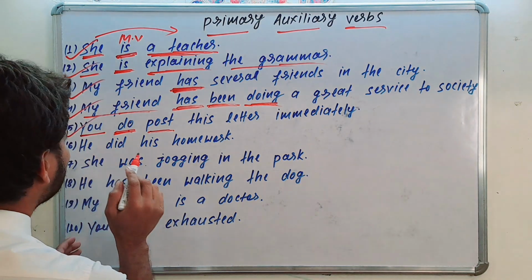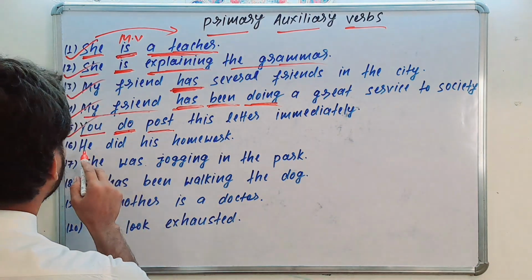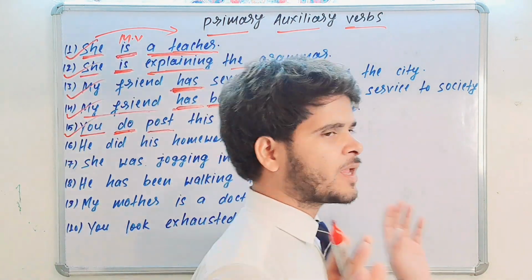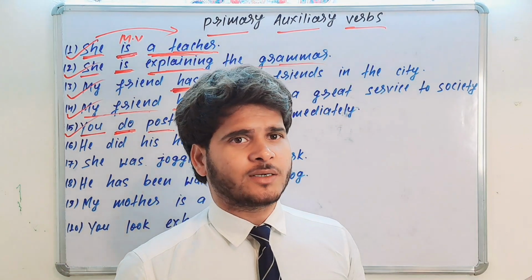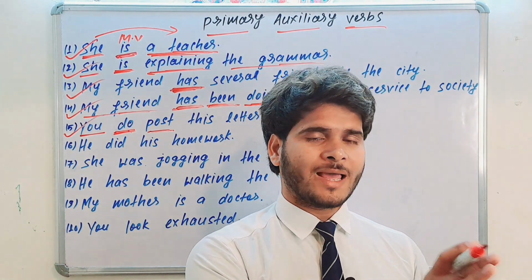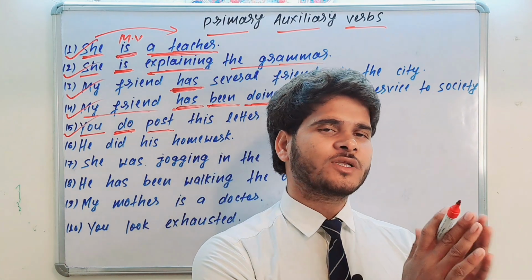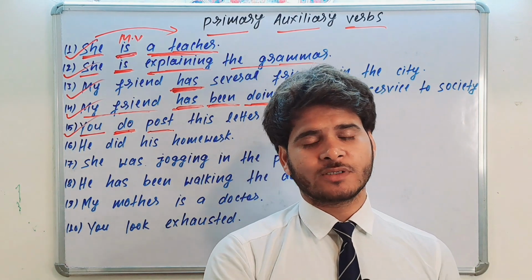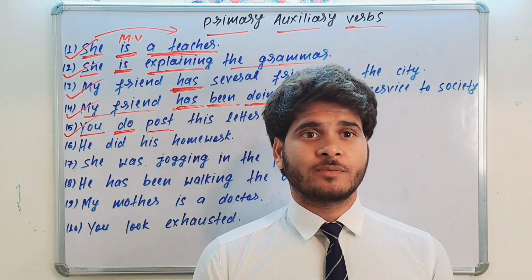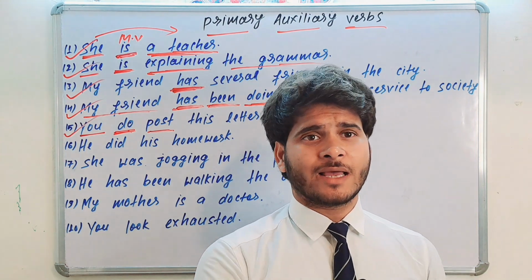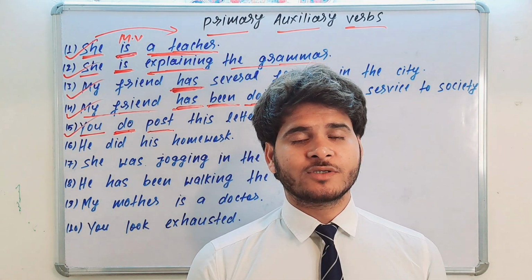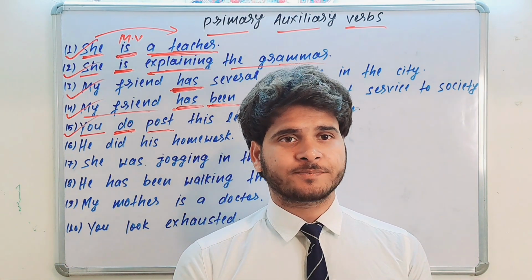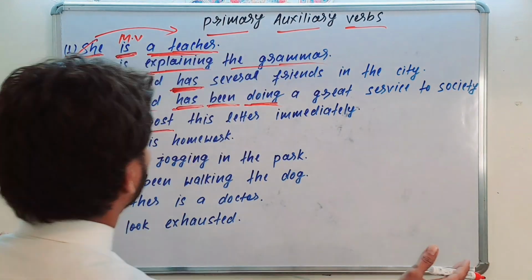And next one, he did his homework. I told you about primary auxiliary verbs. Verb is divided into two parts: auxiliary verb or helping verb, and main verb. Auxiliary verb is further divided into two parts: modals, which I discussed, and primary auxiliary verbs. Modal is only used as a helping verb, and primary auxiliary verbs are used as both helping verbs or main verbs. Keep in mind.